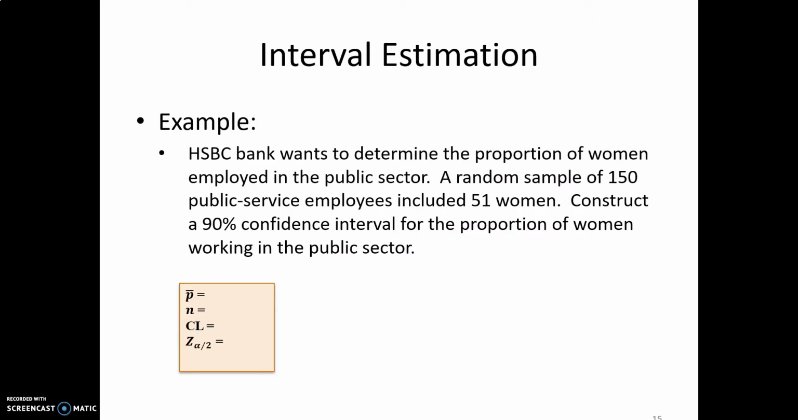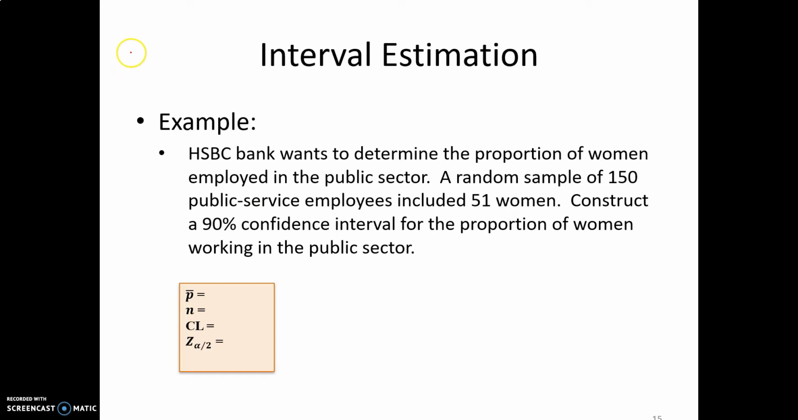So let's take a look at an example. The example is HSBC Bank. They want to determine the proportion of women employed in the public sector. So they take a random sample of 150 public service employees, which included 51 women, and construct a 90% confidence interval for the proportion of women working in the public sector.